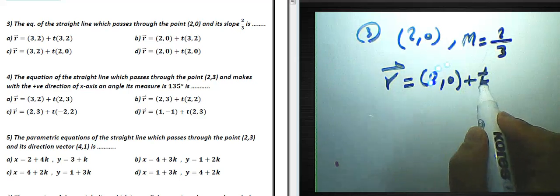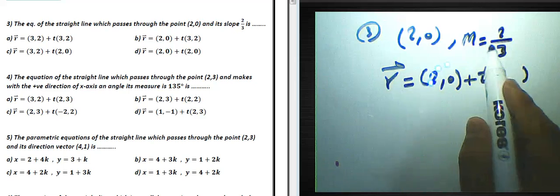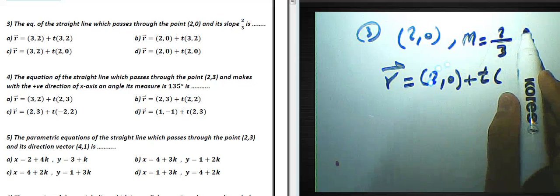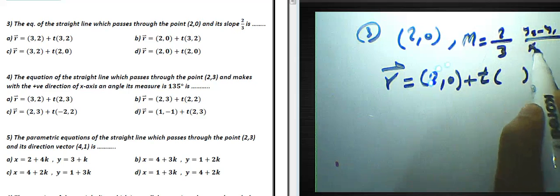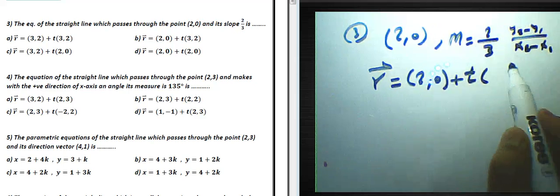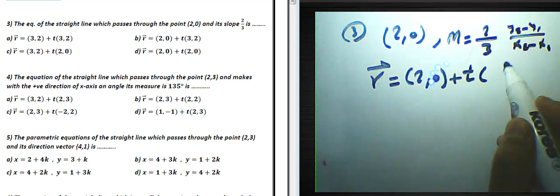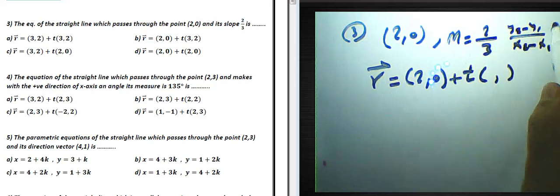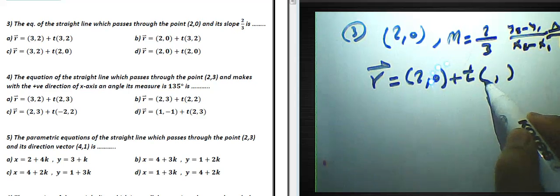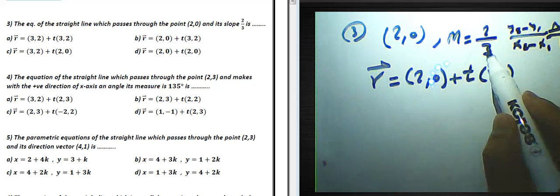t multiplied by 2/3. It's a slope, meaning y2 minus y1 over x2 minus x1 is the slope. So you can convert this slope to a vector here, and 2/3 means delta y over delta x. Okay, we know any point x and y, so you can write here 3 and 2.